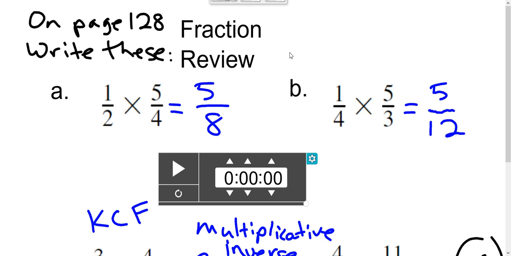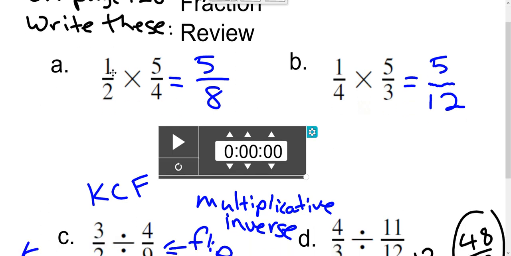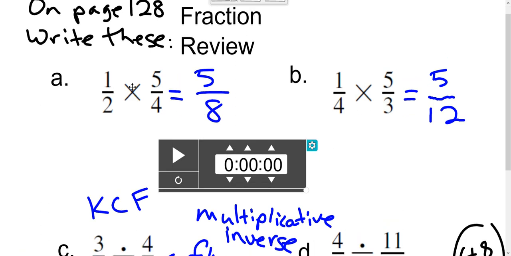Okay, this video is kind of a part 2 of our solving multiplication and division equations. This one deals with fractions and decimals. So first we started with a little review on fractions. Remember, to multiply fractions, we multiply across the top. So 1 times 5 is 5, 2 times 4 is 8. So we would have 5 eighths.